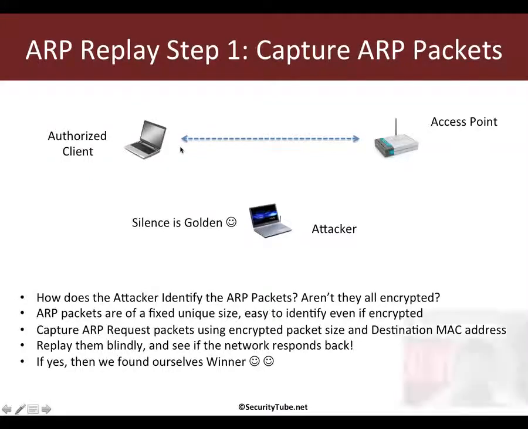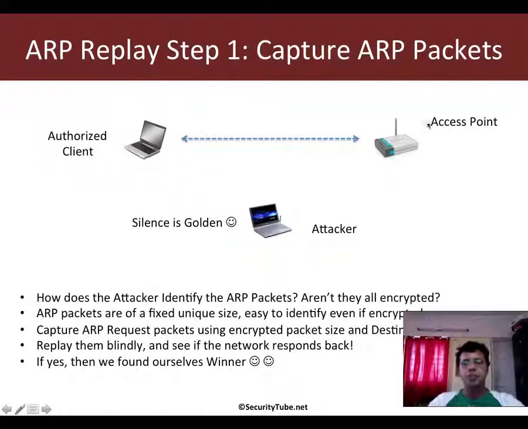Now we have the authorized client and the access point who are communicating, and the attacker is just going ahead and sniffing the medium and capturing these packets. Currently, the attacker has no way of knowing whether the encrypted packet is ARP or not. So question number 1, how can you figure out which packet is an ARP packet even though it is encrypted? The answer is simple. ARP packets are fixed size packets and are very small in size.